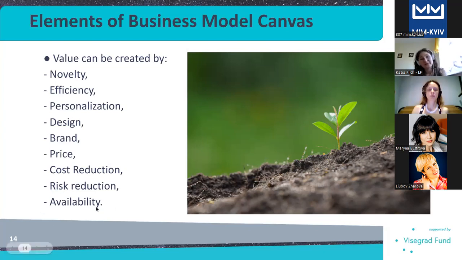And then again, a huge value is also... oh, that's a hard word. I always have a problem with it.